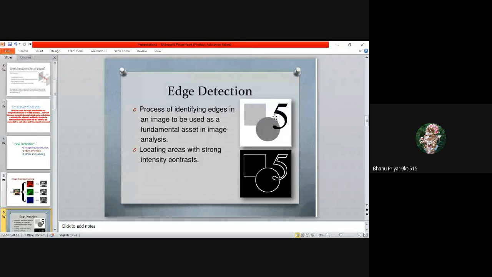In the edges detector, every picture has horizontal and vertical edges, with a dimension of three by three. The edges are extracted so that the picture becomes clearly visible, then we use this method.